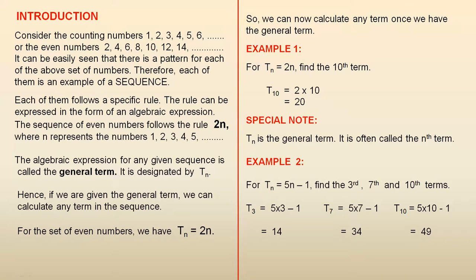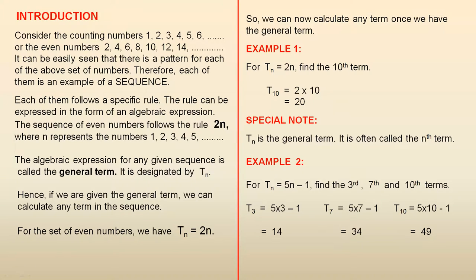Introduction. Consider the counting numbers 1, 2, 3, 4, 5, 6 and so on, or the even numbers 2, 4, 6, 8, 10, 12, 14 and so on. It can be easily seen that there is a pattern for each of the above sets of numbers. Therefore, each of them is an example of a sequence. Each of them follows a specific rule. The rule can be expressed in the form of an algebraic expression. The sequence of even numbers follows the rule 2n, where n represents the numbers 1, 2, 3, 4, 5, etc.